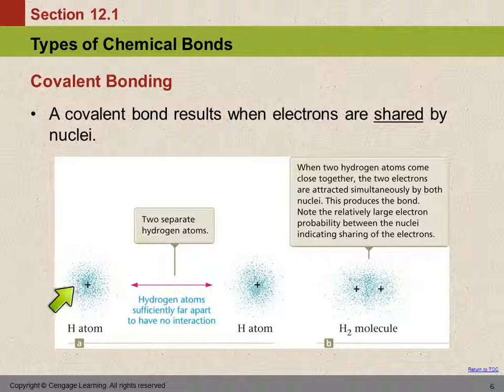So here we have a hydrogen atom with one electron, and here we have another hydrogen atom with one electron. And they're apart from each other, and they've got no interaction. But when they get close together, they will each share their only electron. They'll each share their electron with the other. And now, because of that sharing, they have a bond between them, and that holds them together.